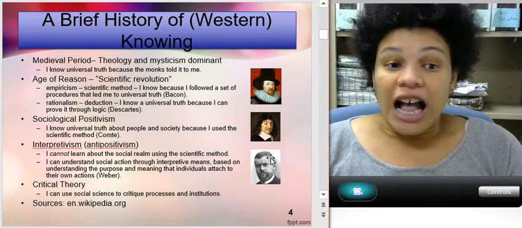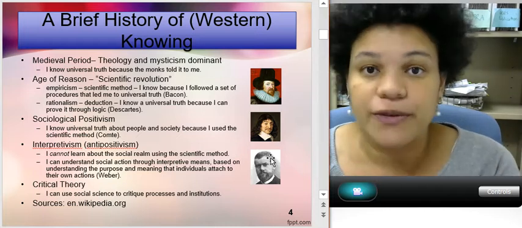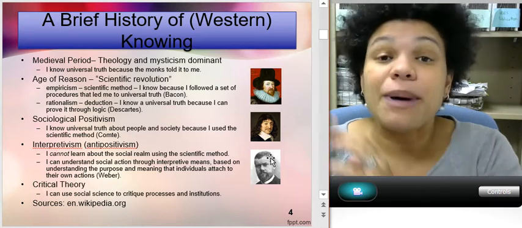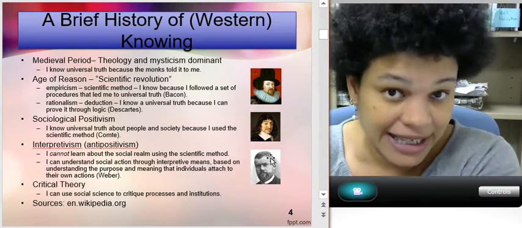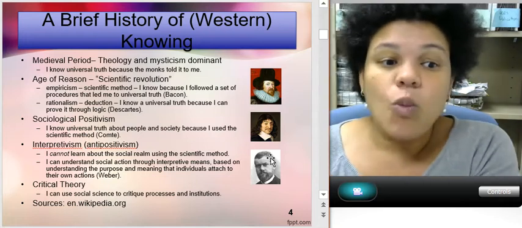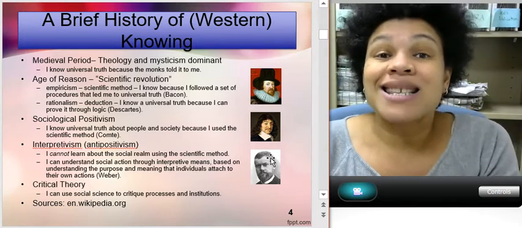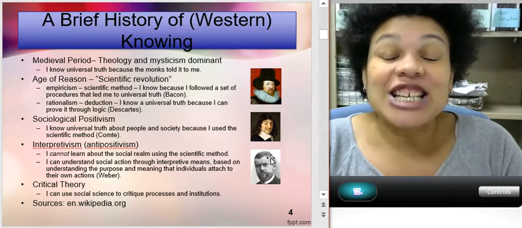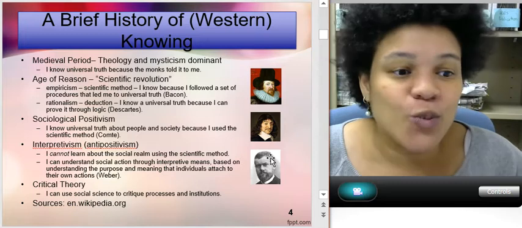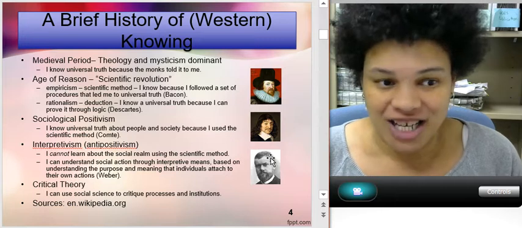Now, the history of knowing has progressed even beyond interpretivism, which is the main philosophy behind qualitative research, whereas positivism is the main philosophy behind quantitative research, to this idea of critical theory, which is I can use social science to critique processes and institutions. And that's actually beyond the scope of this course, but hopefully you'll have a chance to take a research methods course where you do talk a little bit about critical theory and particularly its applications to social justice.